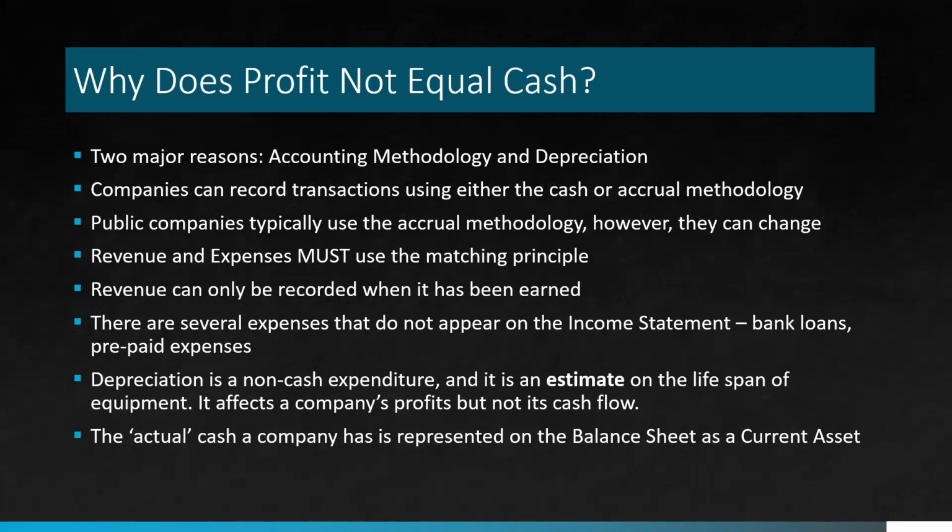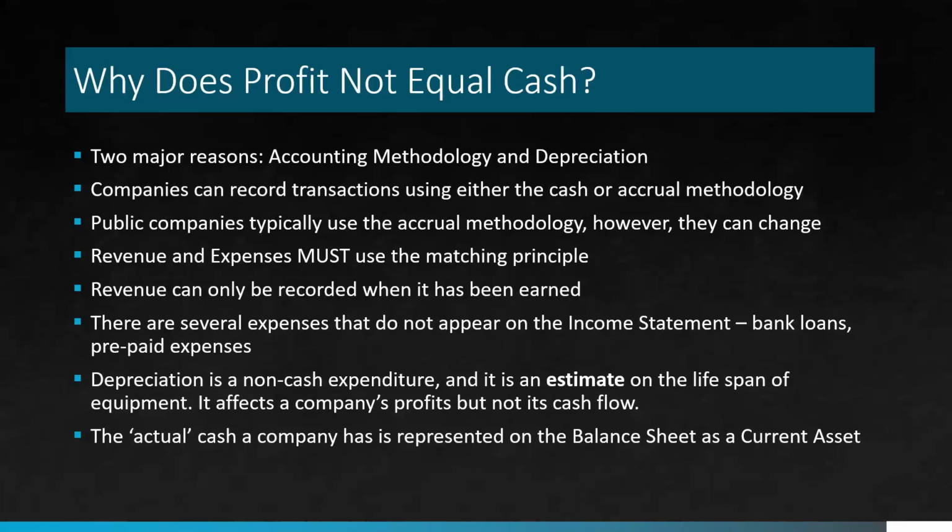They use some GAAP rules where it states that revenue and expenses must use the matching principle. Revenue can only be recorded when it has been earned. And also there are several expenses that do not appear on the income statement, such as bank loans and prepaid expenses. And depreciation is a non-cash expenditure, and it is an estimate on the lifespan of the equipment. It affects the company's profits, but not its cash flow.